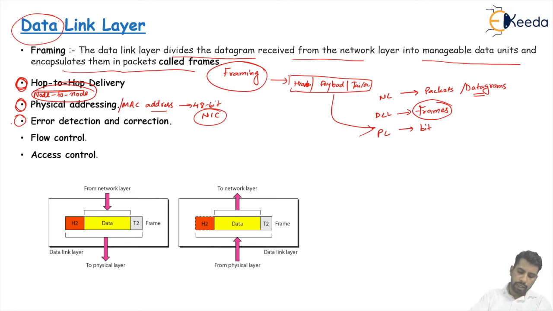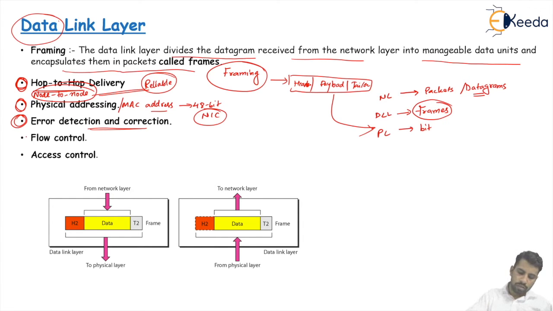Second is error detection and correction techniques. Here error detection and correction techniques are needed because we already said node to node delivery is reliable delivery. Reliable delivery means if any losses occur during the transmission, then the receiver sends a request to send again the same packet which was lost or had some error during the transmission.